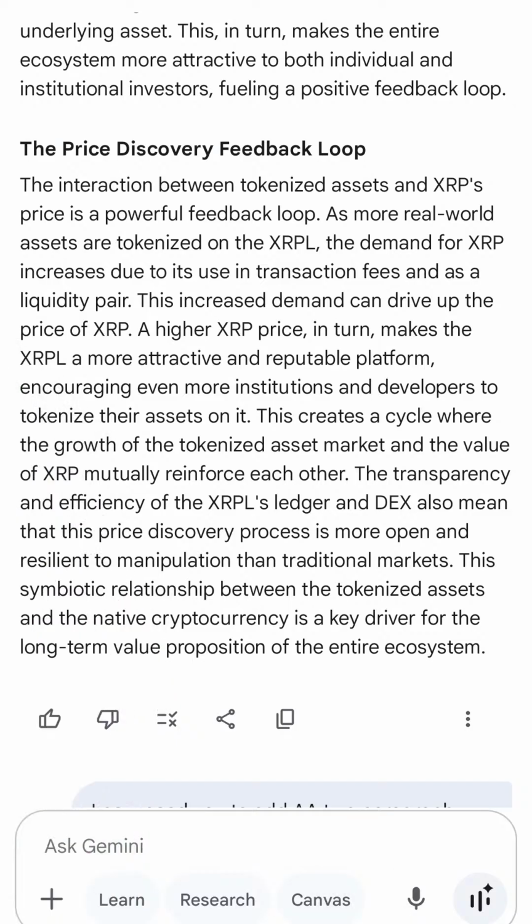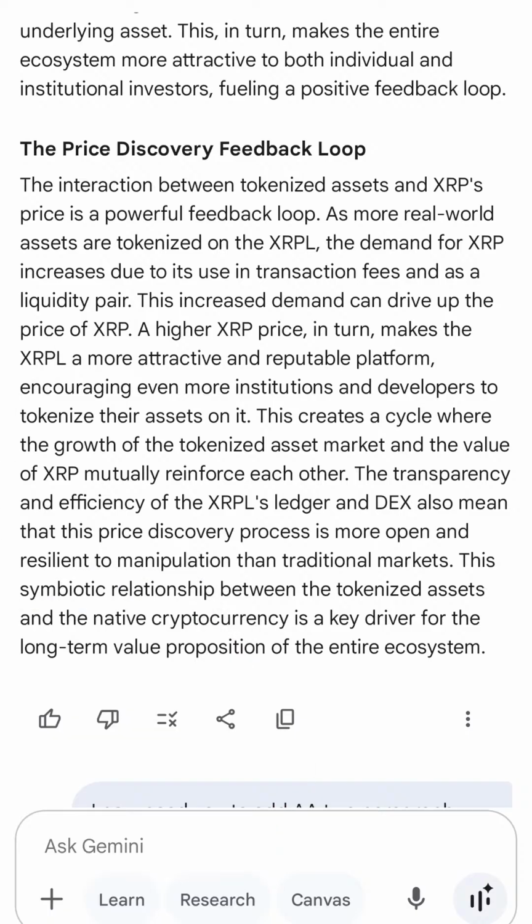The transparency and efficiency of the XRPL ledger and DEX also mean that the price discovery process is more open and resilient to manipulation than traditional markets. This symbiotic relationship between tokenized assets and their native cryptocurrency is a key driver for the long-term value proposition of the entire ecosystem.